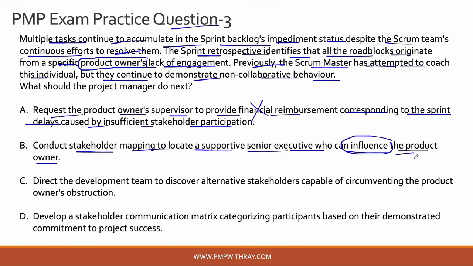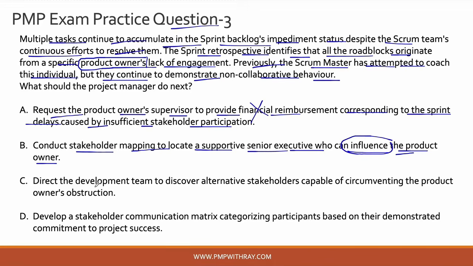So it is asking for help where you are not able to create an influence yourself, because maybe the person is at your level and you need someone above your hierarchy to influence that person. Okay, so B looks like a possible answer choice.